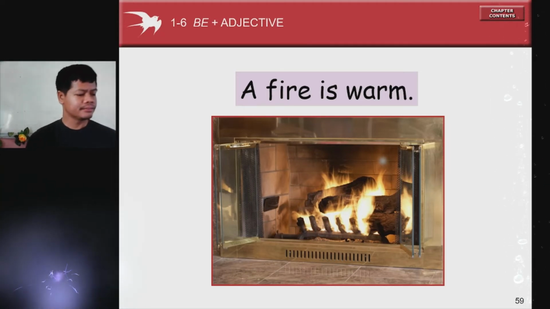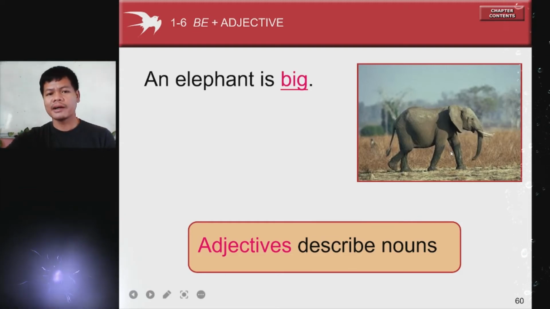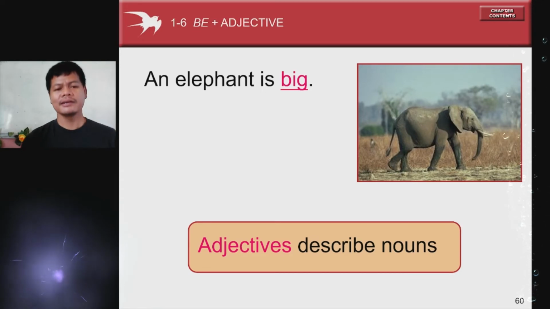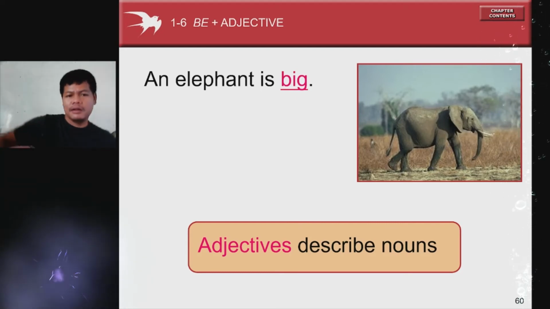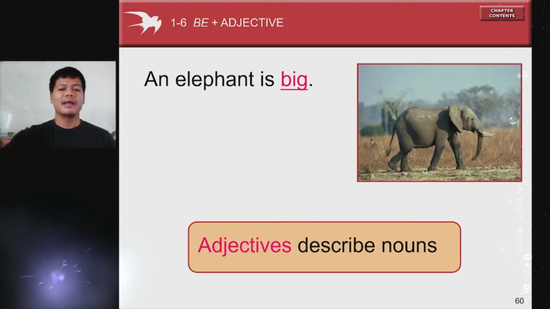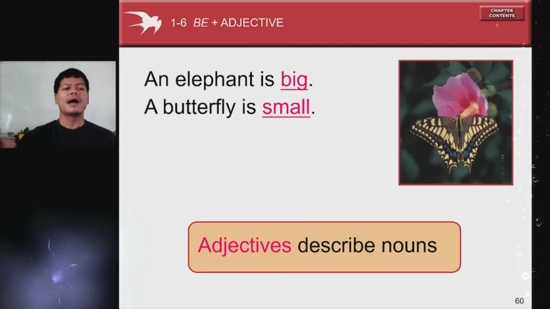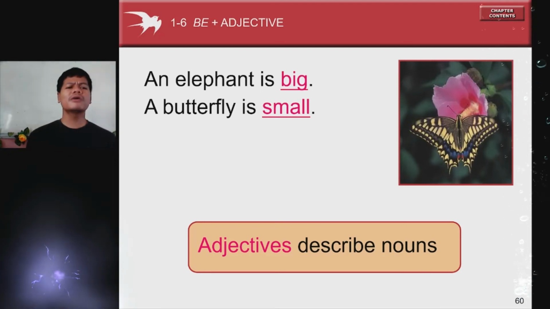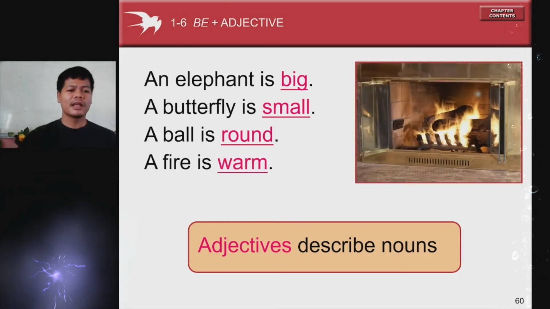Okay, a fire is warm, and an elephant is big. Adjective. Adjective describes a noun. An elephant is big. Okay, big elephant. Do you know big or small? Small elephant? Not small, because an elephant is big. Is a baby elephant small or not? Small, but it is big too. Okay, a butterfly is small, because we compare with our body. A ball is round. Okay, round. And a fire is warm.